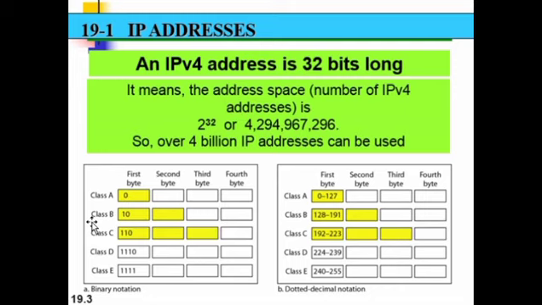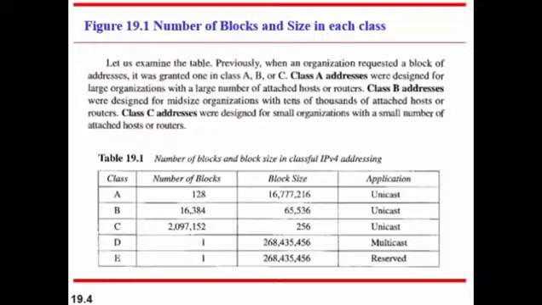Here in class A, the first byte is representing the net ID, in class B the first 2, and in class C the first 3 are representing the net IDs, and the remaining are representing the host IDs. Now here are the applications. The first 3 are used for multicasting and the remaining 2 are reserved for special military purposes.